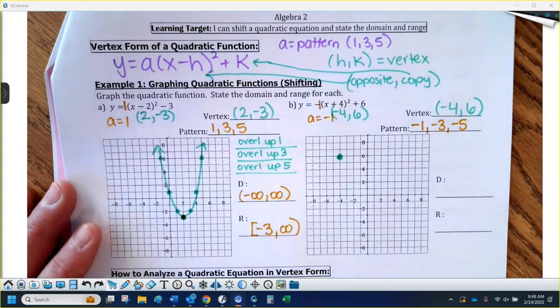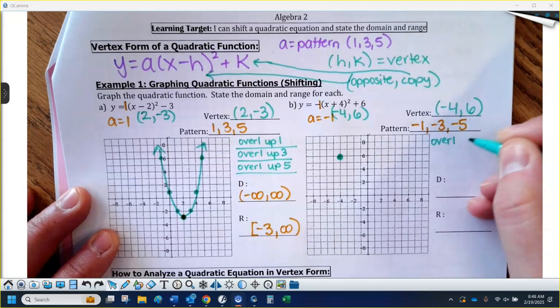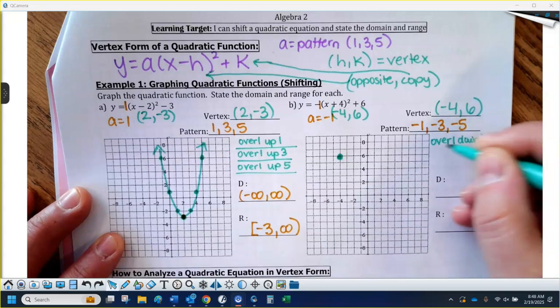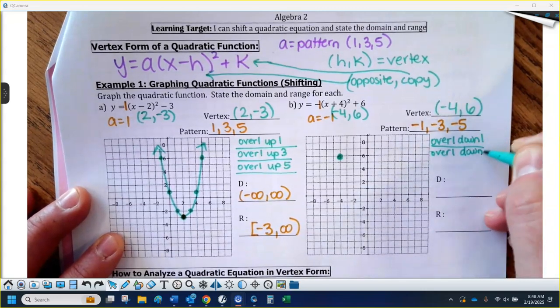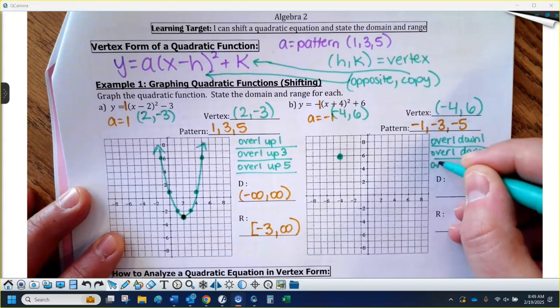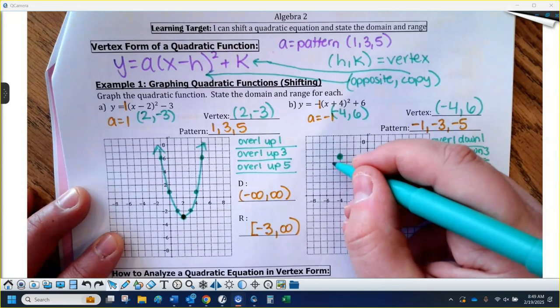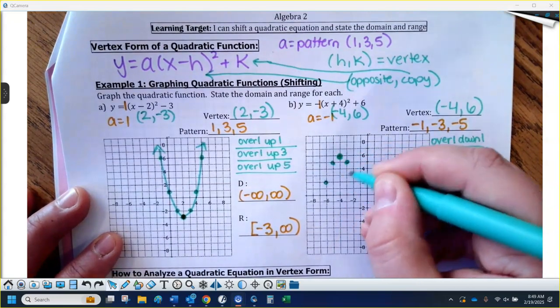origin. Okay, now for my pattern here, it's always, I promise you, over 1, but because of that negative, we're just going to go down 1, and then I'm going to go over 1, down 3, and then if I can fit it, over 1, down 5. So over 1, down 1 on either side, then over 1, you're going to go down 3.